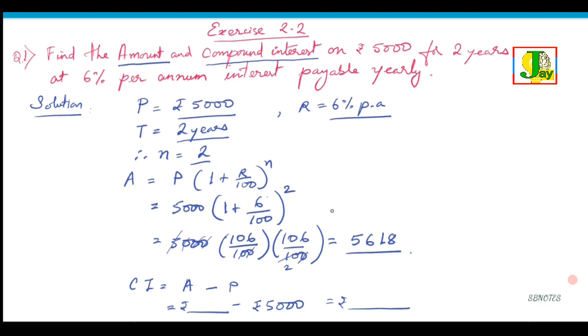And now we need to find the compound interest. So compound interest equals amount minus principal. How much is the amount? 5,618, minus principal 5,000, so you get rupees 618. So that's very simple.